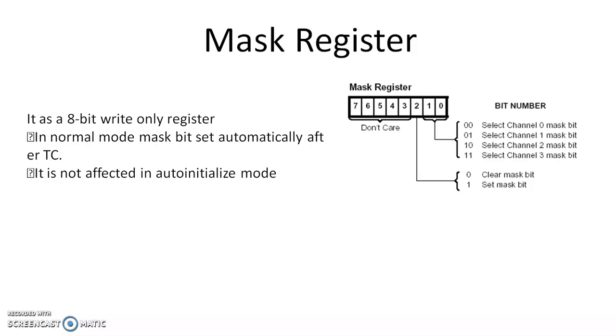To mask it, 00 means channel 0, which you can mask. 11 means you can mask channel 3. And for masking, for bit number 2, if the value is 0, then the mask is cleared. If the value is 1, the mask is enabled.